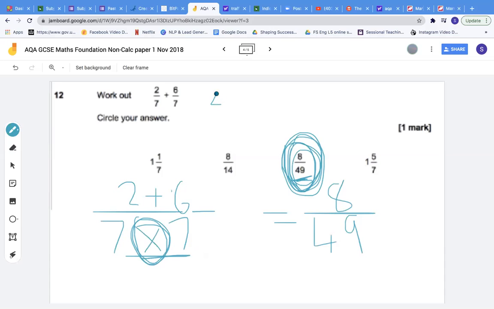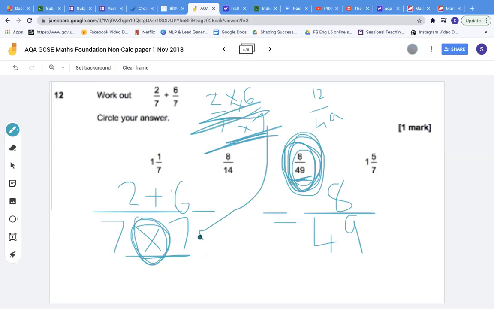If, for example, the question was, Jamberg, they may say in a GCSE, what's 2/7 times 6/7? That would be 12/49. Because what you have to do is multiply the numerators together and then multiply the denominators. What you've done is you've got yourself a bit confused.